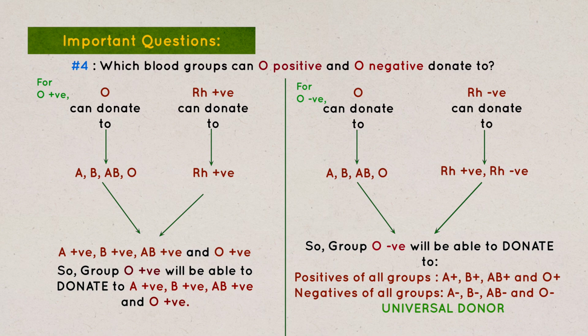Since group O negative can donate to Rh positives and Rh negatives of all other blood groups, it is called universal donor blood group, whereas group O positive can donate blood only to Rh positives of other blood groups. It is not a universal donor group.